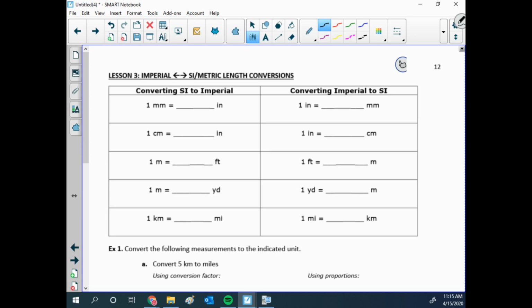What's up, guys? Today we're doing a lesson on how to convert back and forth between Imperial and SI, or the metric system, and how to move back and forth between those conversions, and then how to do problem-solving questions. So just some real-world applications.